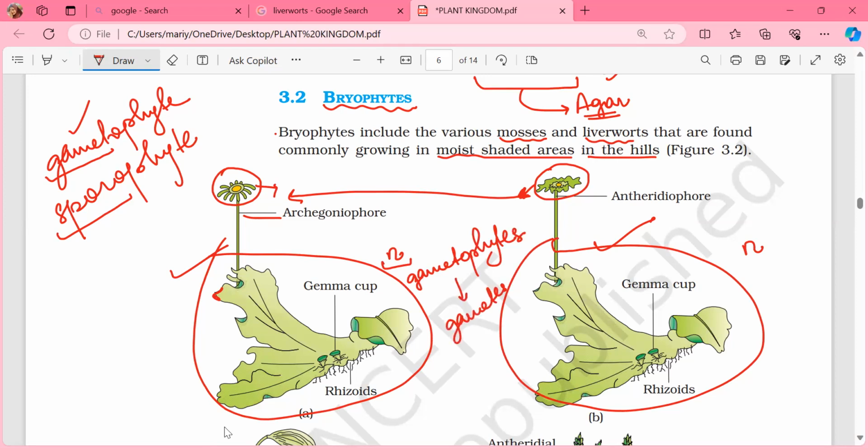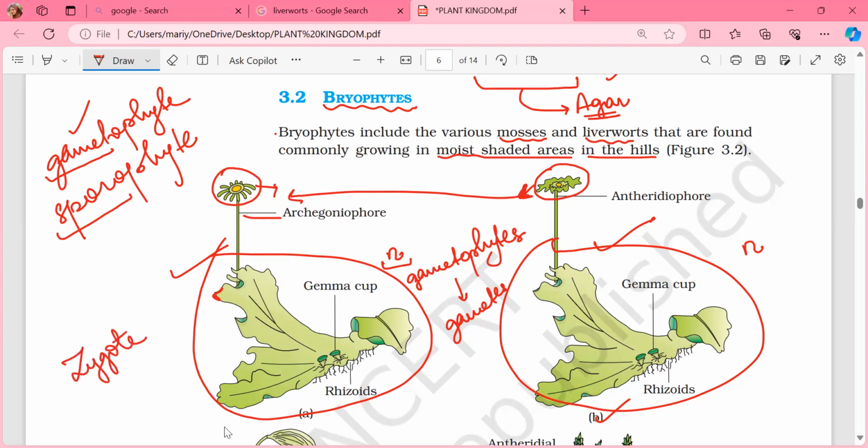The male gametophyte will make the male gamete, that is antherozoids. The female gametophytes will make the female gamete, that is the egg. Now, when the antherozoids are formed, they are dispersed into the water because bryophytes need water for fertilization, right? Fusion. So, when these antherozoids reach the egg cell, they fuse and form a zygote.